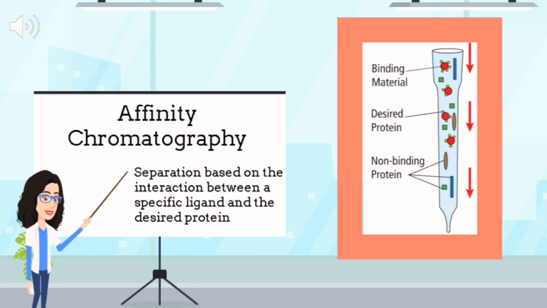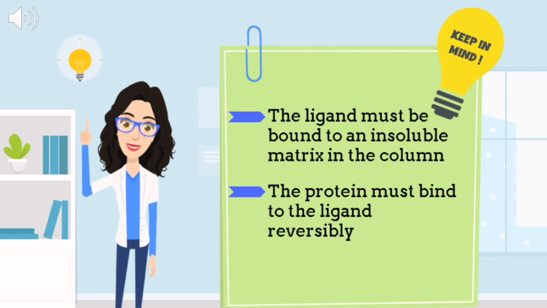Lastly, affinity chromatography separates based on the interaction between a specific ligand and the protein of interest. During this process, keep in mind that the ligand must be bound to an insoluble matrix in the column, and the protein must reversibly bind to the ligand, or else we will not be able to get the purified protein.